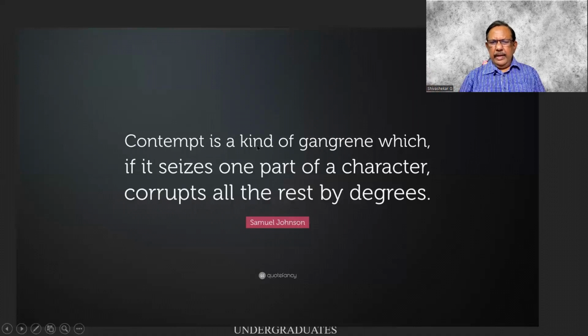Contempt is a kind of gangrene which, if it seizes one part of a character, corrupts all the rest by degrees. Many of us develop a contempt and then the whole personality becomes something like that. Similarly, if there is a gangrene of the intestine, one part becomes gangrenous, the risk is it will spread to the entire one. Therefore, it has to be resected and the viable areas rejoined.